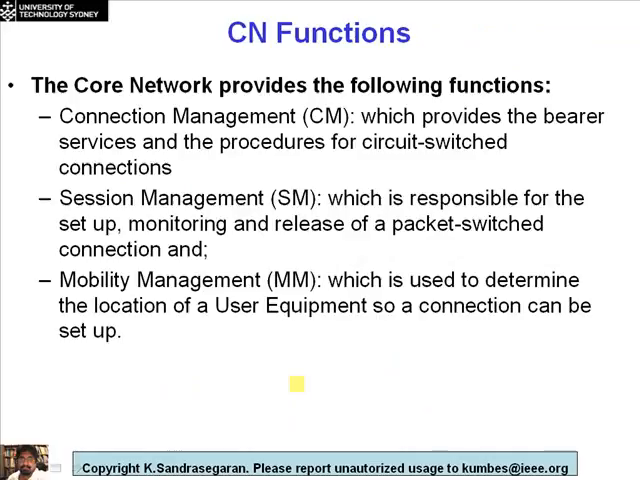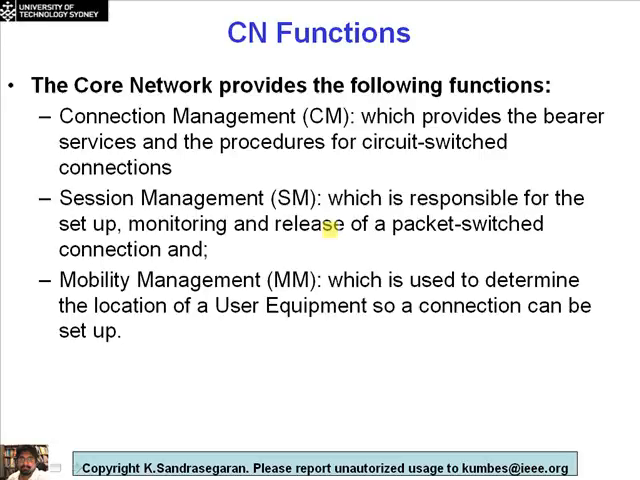The core network performs three main functions: connection management, session management, and mobility management. Connection management provides the bearer services and procedures for circuit switch connections. So everything the circuit switch network has to perform is done with connection management. Session management is associated more with the packet switch network.